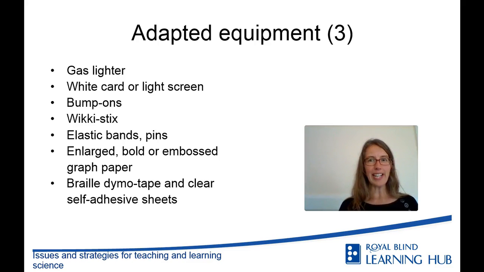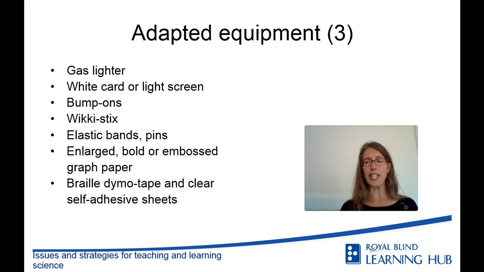Final screen here, we're looking at a few other possible bits of equipment that might be handy. When we're talking about lighting Bunsen burners, using the gas lighter is invariably easier than using a lighted splint and walking around the classroom with that. So having a gas lighter to hand enables the visually impaired learner to move up the barrel of the Bunsen burner and find the point at which the gas is, to light. So that can be very handy.